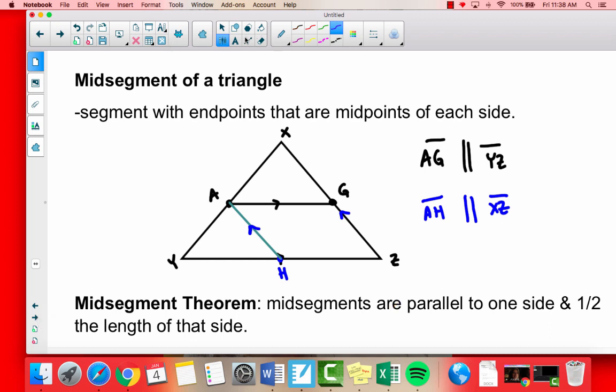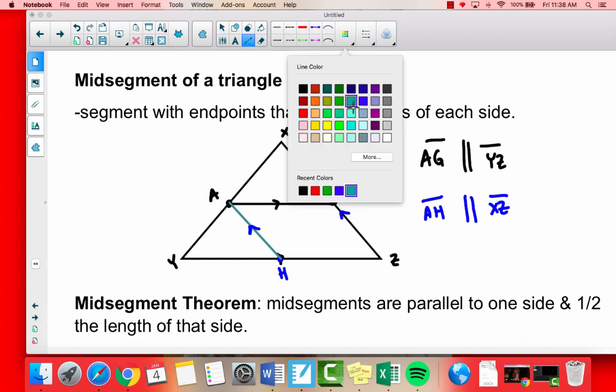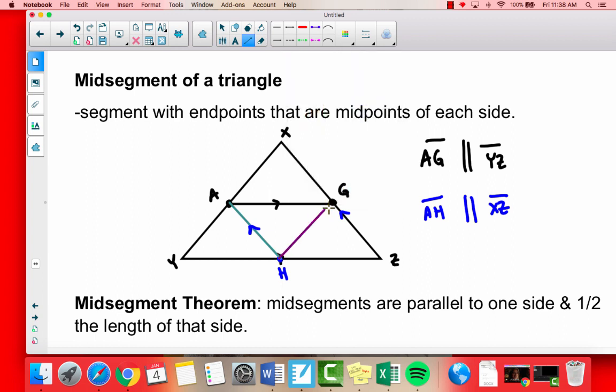And then lastly, there is a third. It's obviously from the other 2 midpoints, so from H to G. And on that one, I would say that segment HG is parallel to segment YX, and I could mark those as parallel. And you can mark more than one arrow, 3 arrows, 2 arrows, that way you can distinguish what things are parallel to each other, so that's important.